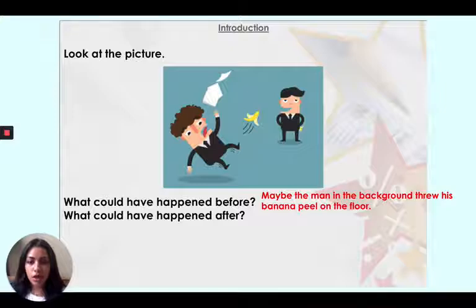What could have happened after? So, after this picture, what do you think happened? Again, you can write it down, you can just think about it, or you can tell your adult.